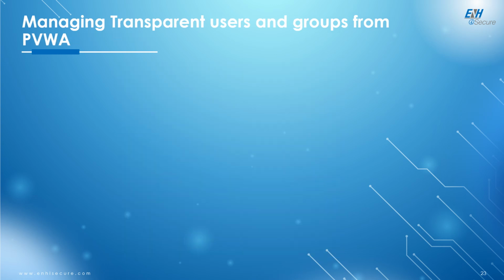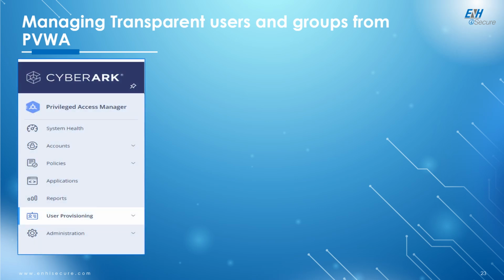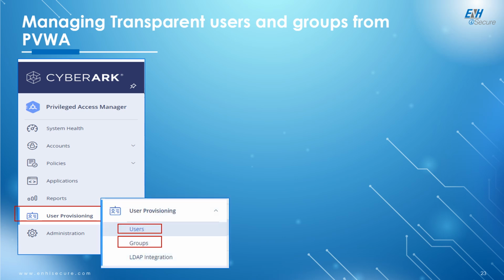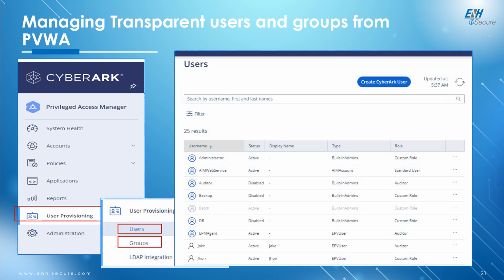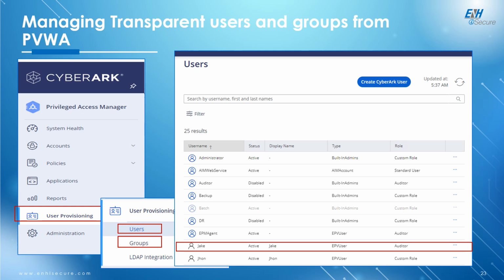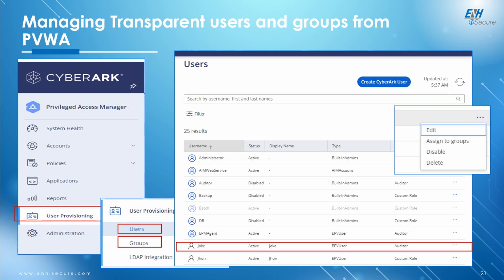Managing transparent users and groups from PVWA. Log into PVWA using credentials. From the left-hand menu, navigate to the user provisioning drop-down and select the users or groups. From the displayed user list, locate a transparent user you wish to manage. Click on the three dots next to the user and select edit to manage the user or group.